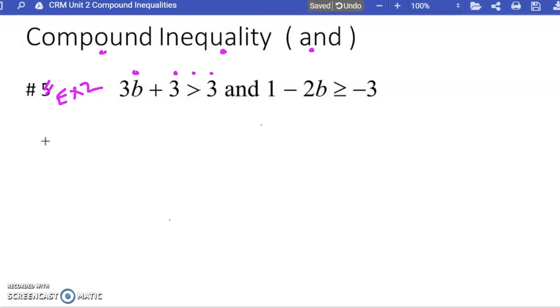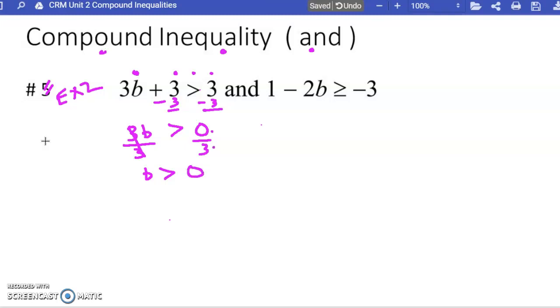I want to start by isolating the 3b term by itself, so I'm going to subtract 3 from both sides. Bringing down the 3b, my greater than sign, and 3 minus 3 leaves 0. Dividing both sides by 3 to isolate the b term. Bringing down the b is greater than 0, divided by 3 is still 0.